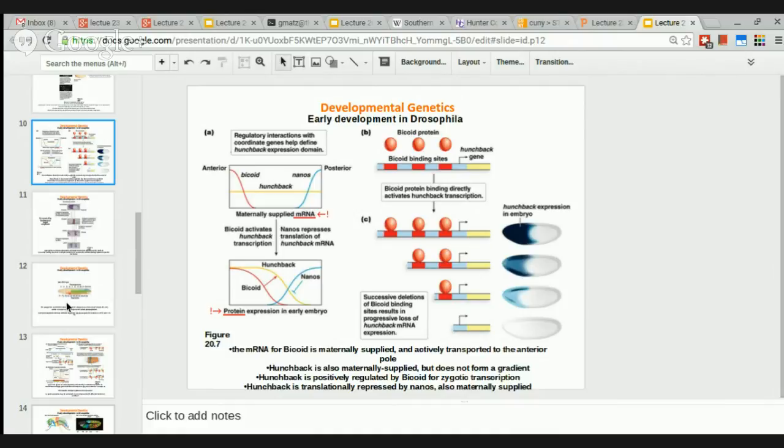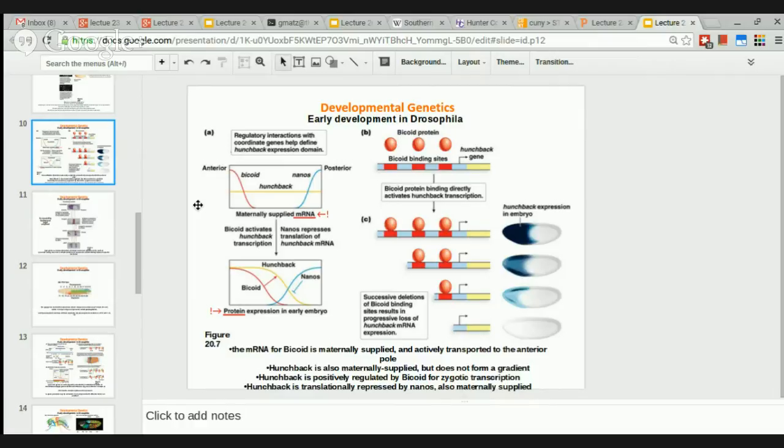And it turns out there's a gene called hunchback. And hunchback qualifies as a maternal effect gene because its mRNA is transported in the egg, just like bicoid. But unlike bicoid, hunchback is not selectively transported. So it doesn't form a gradient. So if you look at the mRNA, I insist it's the mRNA, and you have on the y-axis quantity, and on the x-axis position in the embryo, that's the anterior pole on your left and the posterior pole on your right.